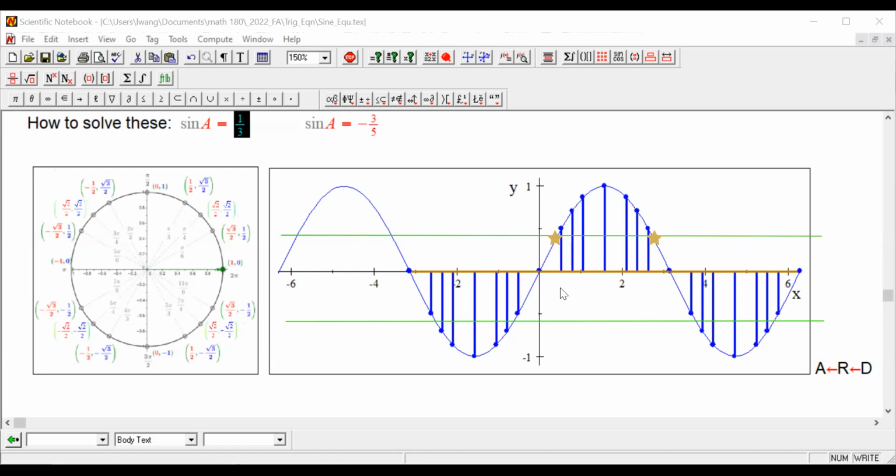Okay, you can see the ideas are the same. The ideas are the same, right?